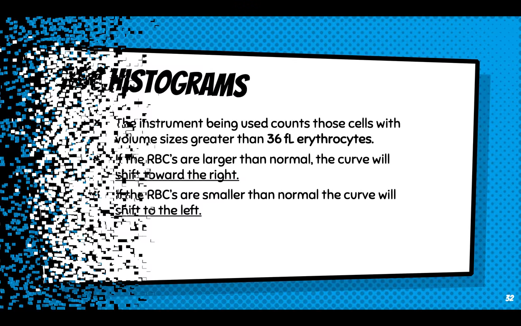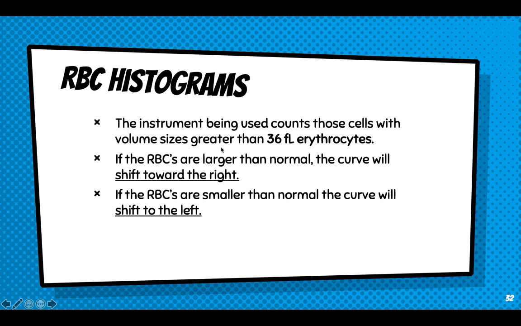Going back now to your RBC histograms, this is how they actually look. So again, this is just a review. If your MCV is higher than 100, those are macrocytic. It will shift to the right. If they are smaller, it will shift to the left. So again, let's review. If it is microcytic, meaning small RBC, it will shift to the left. Large RBCs, meaning macrocytic, will shift to the right. Right for big, left for small.